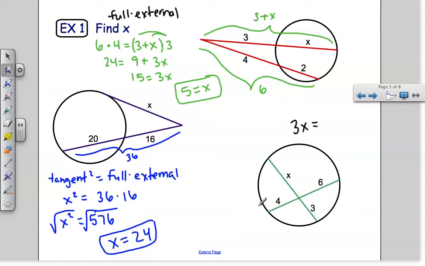And that should be equal to what I get when I multiply these two parts. So 4 and 6. 4 times 6 then. 3x equals 4 times 6 is 24. Divide by 3 and x equals 8. And that seems reasonable for that length.